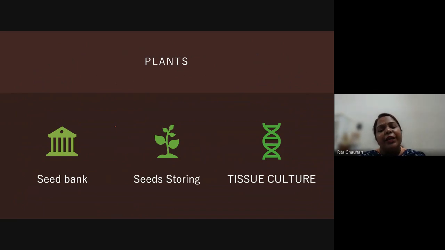For plants, what we can do, we can have seed banks. Seed banks are the areas where we can preserve good quality and native seeds of the plants. Then we can store the seeds, and the last method is tissue culture. Tissue culture is the method by which we can cut a small leaf, and with that we can grow in a lab condition and grow out a complete plant from that tissue.